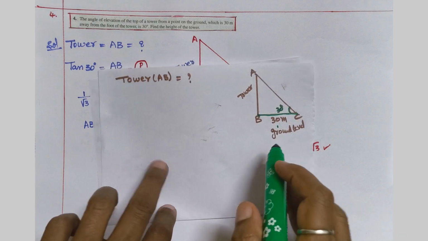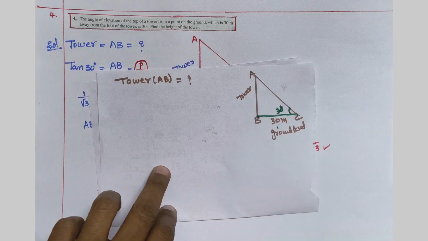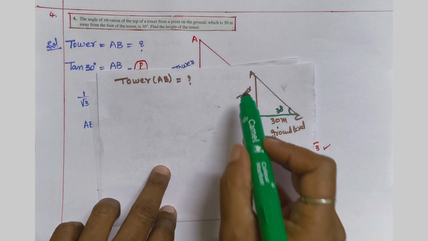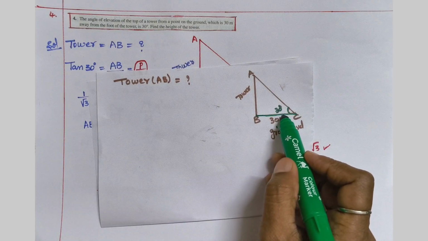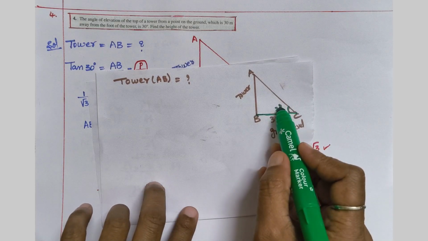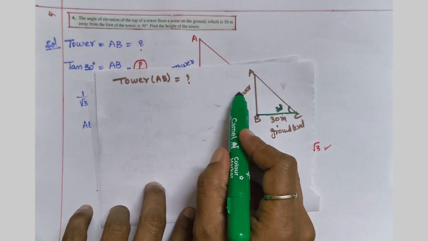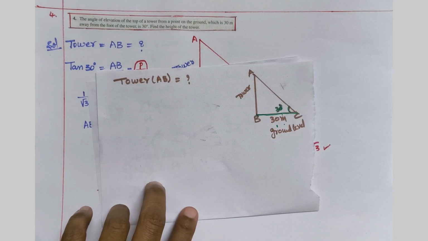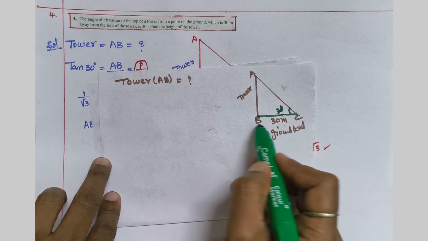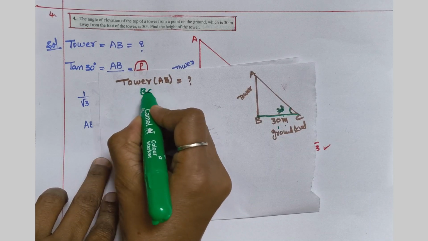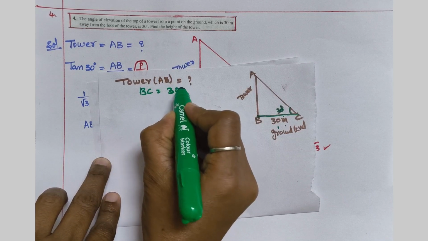Now we will find the height of the tower, which is the question mark. Okay, see here, a simple and easy question. Tan means what? Perpendicular by base. You will get the tower height. Finish. Okay, tower AB is the question mark. Next, BC, how much is there? BC is the 30 meter.